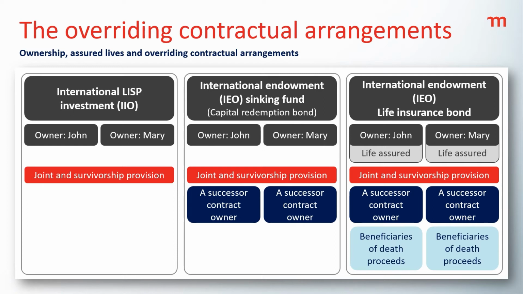There are two variations of the international endowment option on Momentum Wealth International. They are the capital redemption bond and life insurance bond variations. The capital redemption bond variation of the international endowment option allows for joint and survivorship between spouses only and the nomination of unlimited successor contract owners. The life insurance bond version of the international endowment option allows for joint and survivorship between spouses, unlimited successor contract owners, as well as appointment of beneficiaries of proceeds.